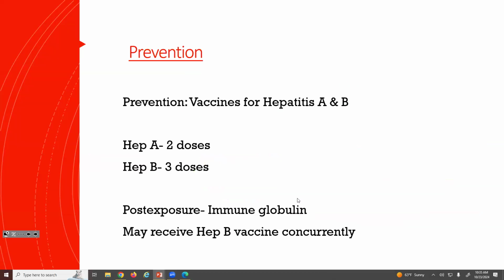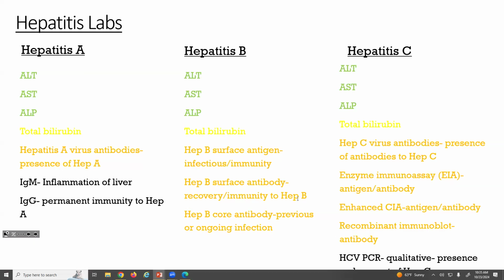Did you say that IgM and the IgG, they help determine the level of inflammation? So IgM helps with determining how much inflammation is within the liver. The other, IgG, is the one that tells if you have the immunity to hepatitis A. So the only way you get immunity, right, is with exposure. Your body builds those antibodies.